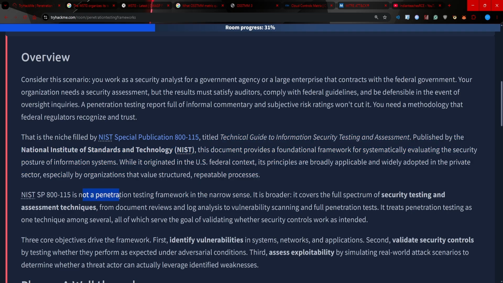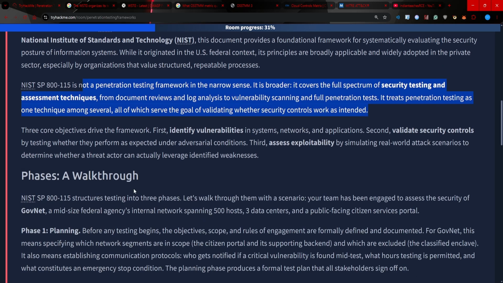NIST SP 800-115 is not a penetration testing framework in the narrow sense. It is broader. It covers the full spectrum of security testing and assessment techniques, from document reviews and log analysis to vulnerability scanning and full penetration tests. It treats penetration tests as one technique among several, all of which serve the goal of validating whether security controls work as intended. 3 core objectives drive the framework.